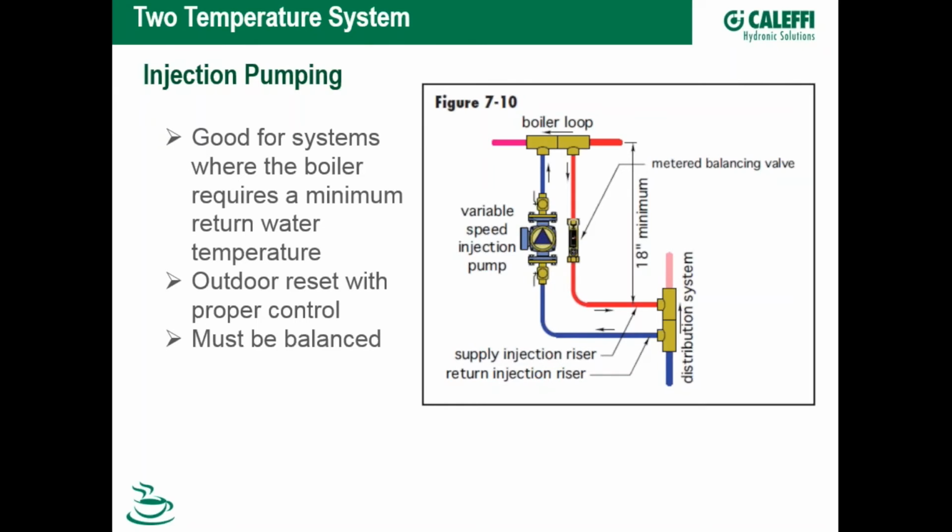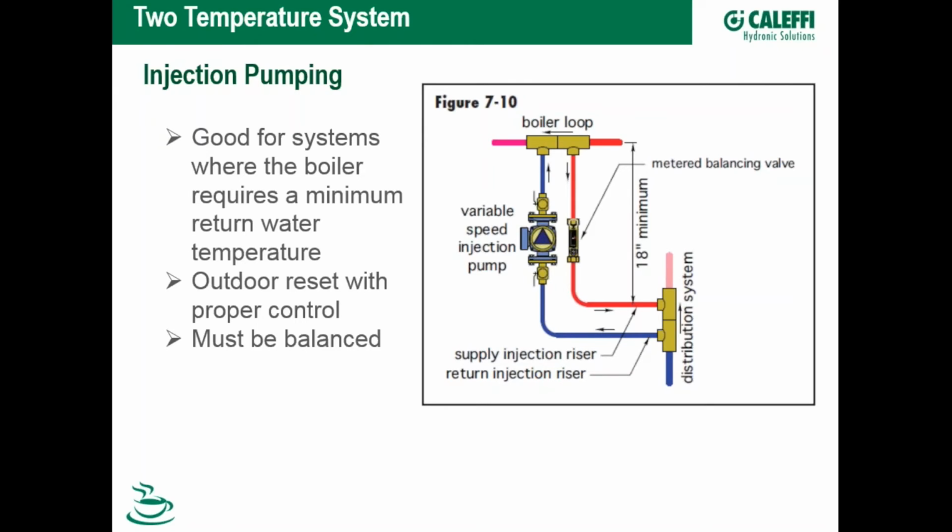Now, when the cold water comes back in the return riser, it mixes with the hotter boiler water, elevating that return water up to a temperature that condensing is not an issue with that boiler. Now here it shows a variable speed injection pump, and there's also a metered balancing valve on the opposite leg. Now I have to make sure that that injection pump is running with enough essentially head loss between the two legs so that I can control it.